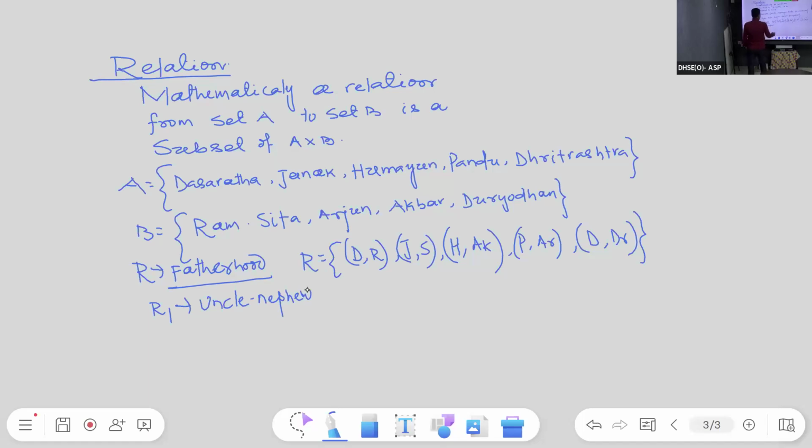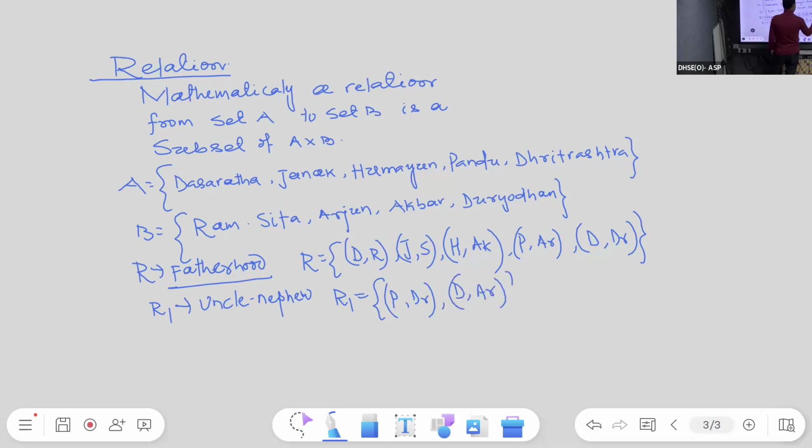Okay. So by the uncle-nephew relation, Pandu is related with Duryodhan and Dhritarashtra is related with Arjun. Any other relationship from set A to set B?